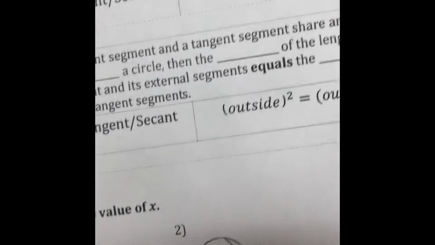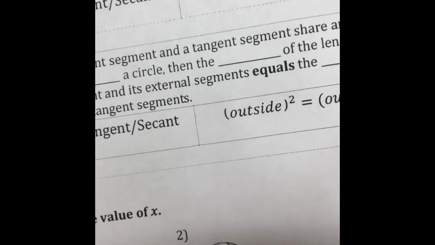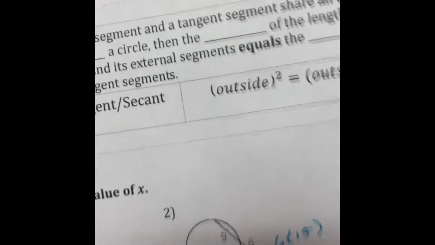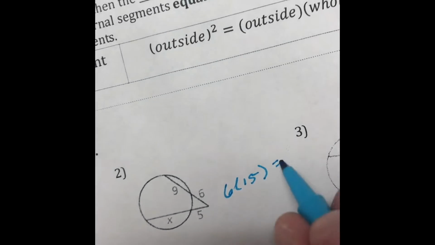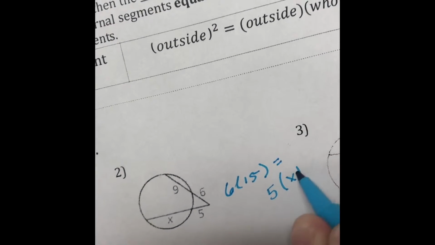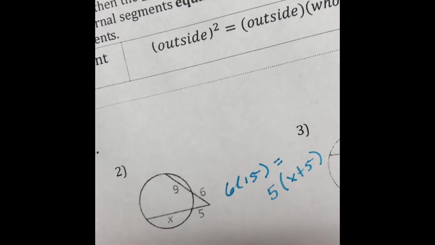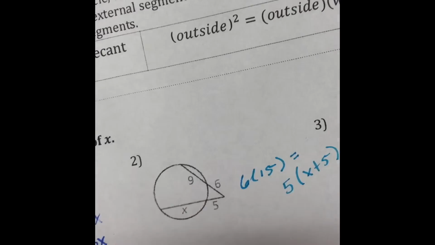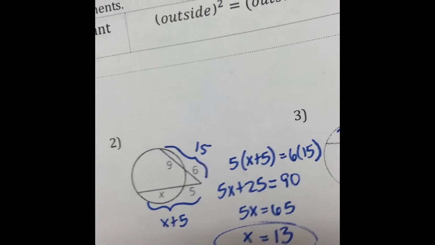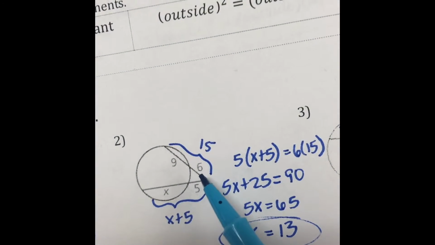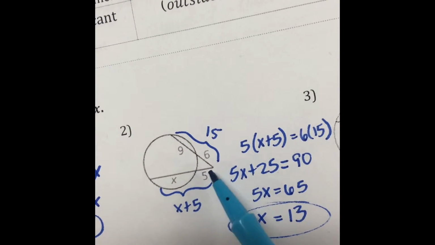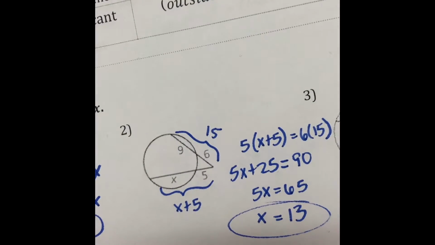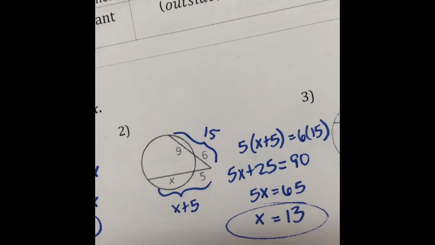An example of this would be number 2. 6 is the outside piece, and 15 is the entire thing. So you would do 6 times 15 is equal to 5, which is the outside piece, times x plus 5, which is the entire thing. When you're going through the example on number 2, you'll see on your filled out ones that you're looking for what little section is outside times the entire thing, and that's equal to the other side's outside times the whole thing, x plus 5. So you'll have a little bit of distributing to do.